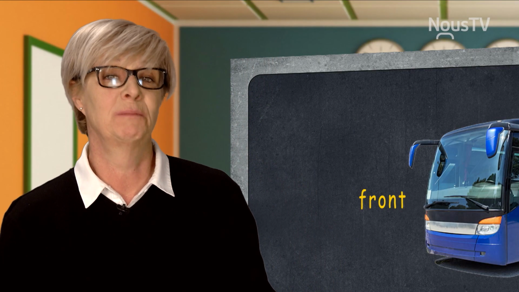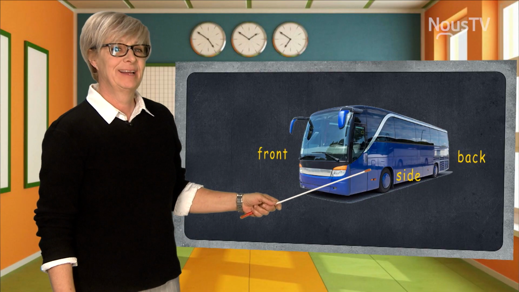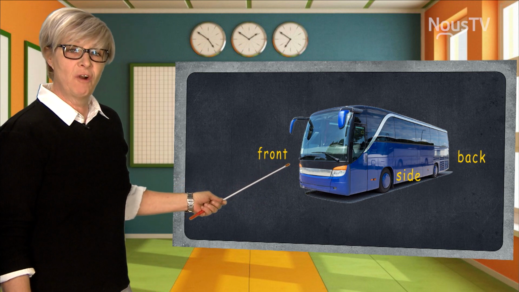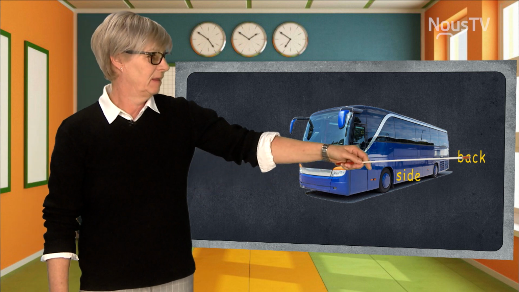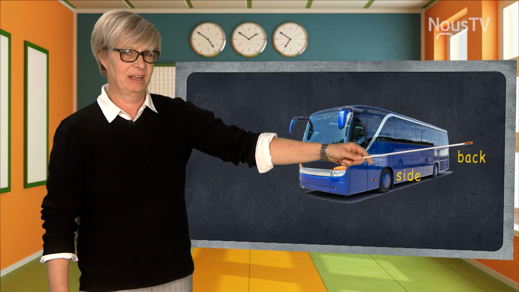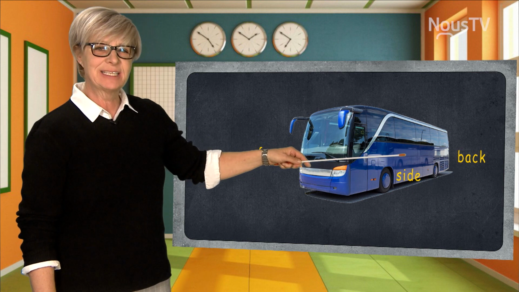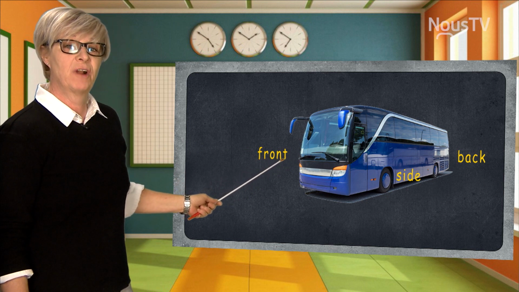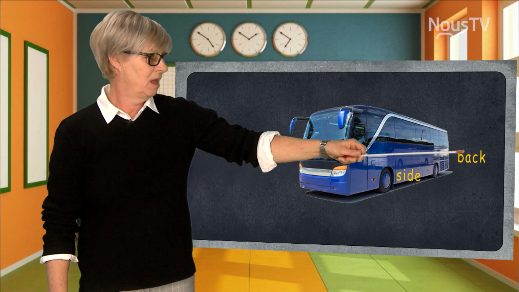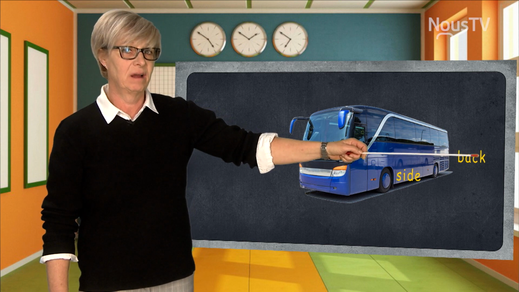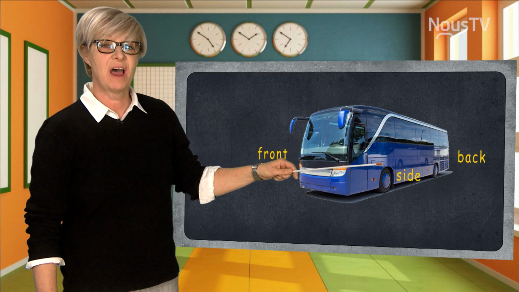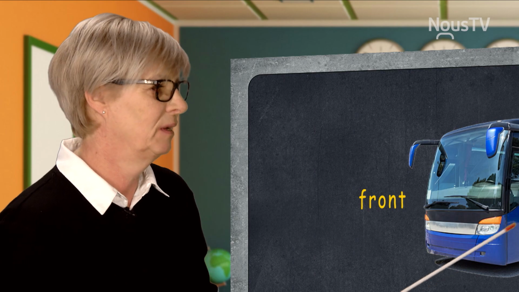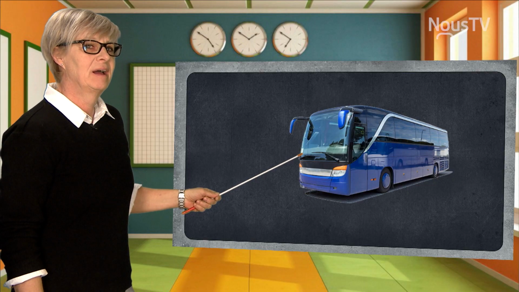Now let's take a look at some directions. Here we have a big blue bus. This is the front of the bus. This is the back of the bus. And this is the side of the bus. The front of the bus. The back of the bus. And the side of the bus. Let's take away the answers and see how you do. The front.